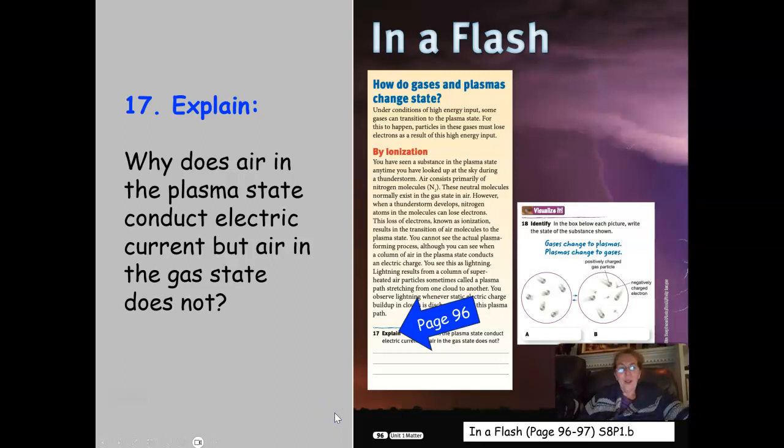Okay, so on this page, page 96, you have an explained question, number 17, and it says, why does air in the plasma state conduct electric current, but air in the gas state does not? And he explained that in the video, so if you need to, you can back up and watch that part again. Make sure to use vocabulary words and make sure to write more than just 1 or 2 words.